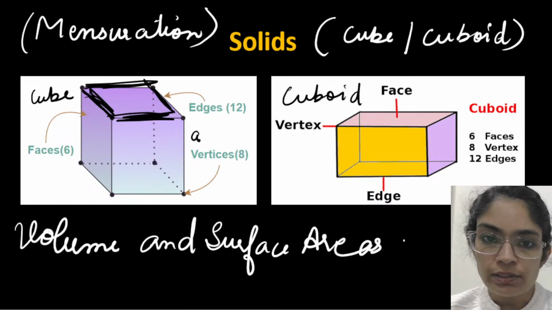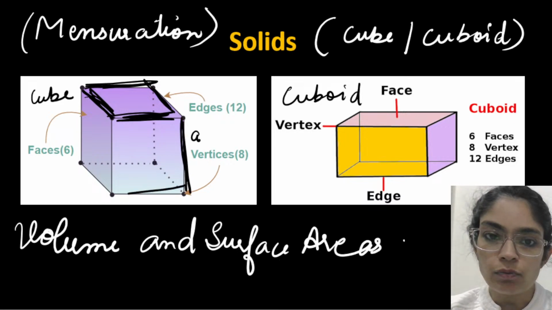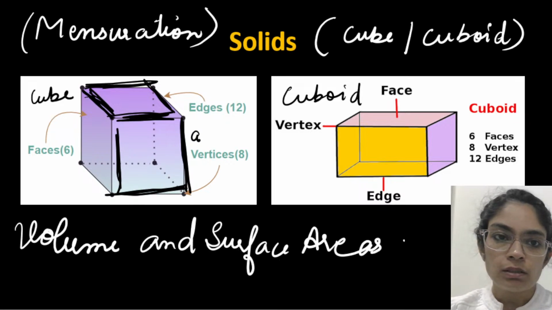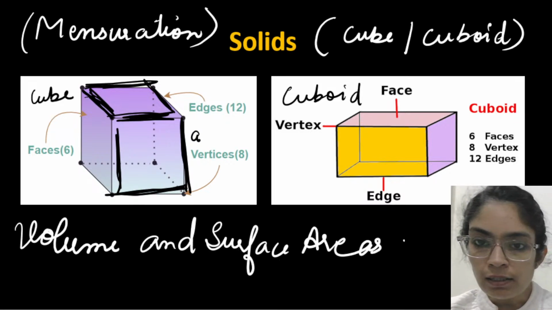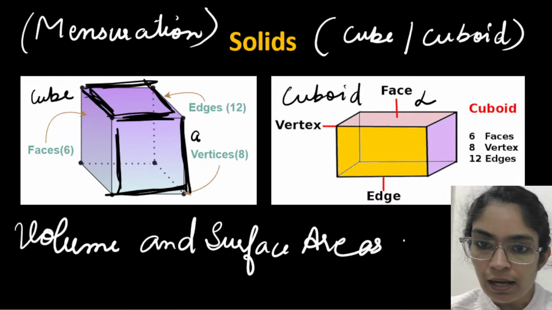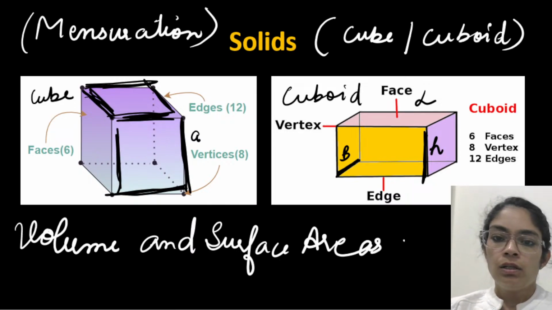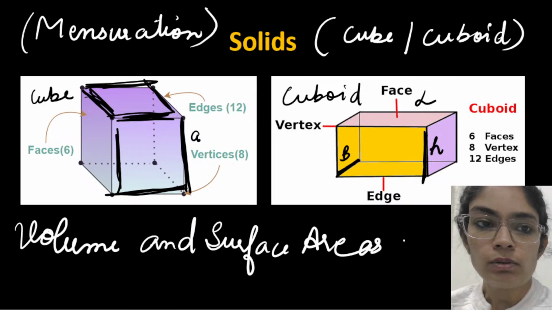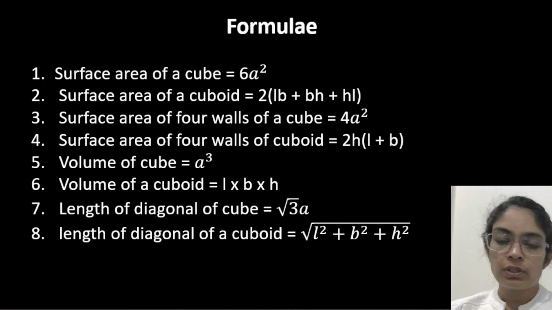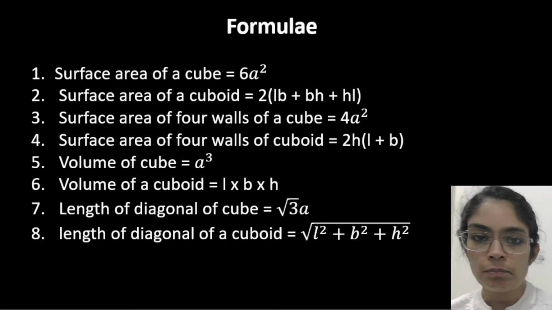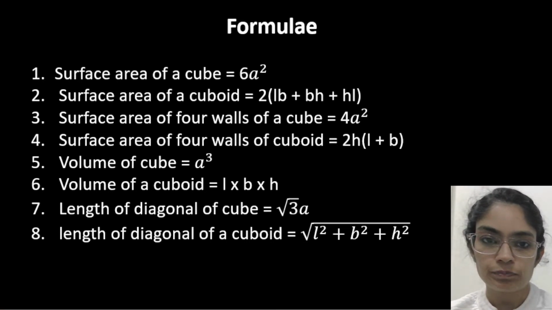A cube will have the same edge length, like the lengths of all the sides are the same for a cube, but for a cuboid three types of lengths are there. Length, height and width, or breadth you can say. So now this is how they look. A few formulas are there. I'll tell you the formulas and you can also make a note of them.